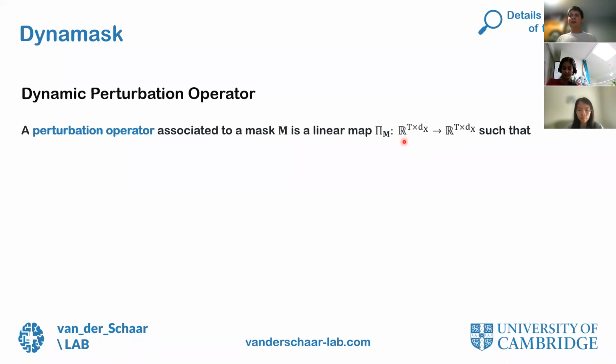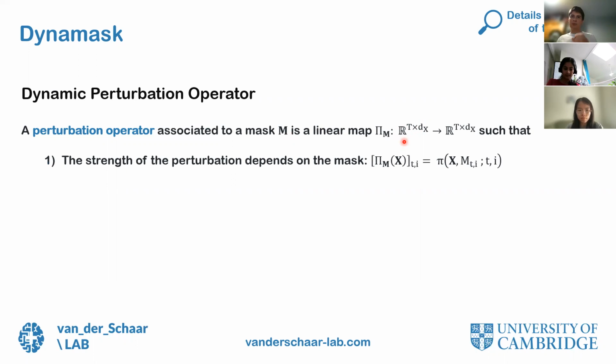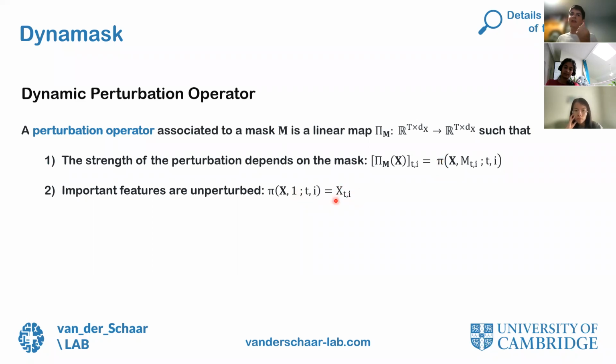What I'm going to do is make this perturbation operator explicit. The first thing that I'm asking is that the strength of the perturbation depends on the mask coefficient. Here you see that the perturbed version of the time series at time t for feature i is equal to this pi function, which depends on the time series itself and on the mask coefficient. I'm not going to take just any function. I'm going to restrict the family of functions that I'm using. What I'm asking is that these functions should be such that important features are unperturbed. This means that if I set the mask coefficient to 1, which means that the feature is important, then this perturbation operator trivializes. It just returns the value of the time series at this time step.